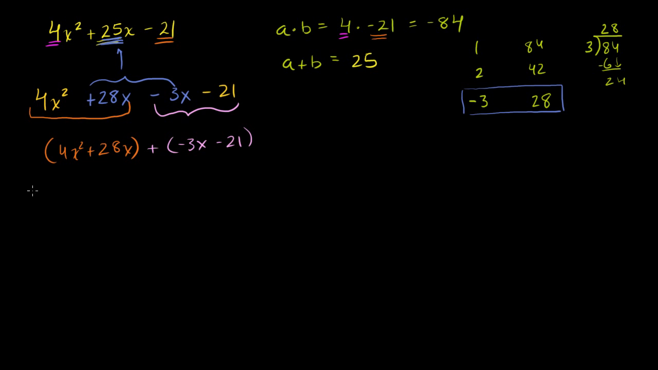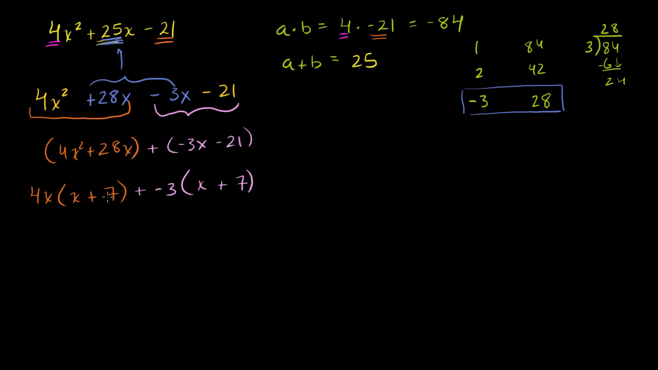So this orange term is equal to 4x times x, because 4x squared divided by 4x is just x, plus 28x divided by 4x is just 7. Now this second term, remember, you factor out everything that you can factor out. Both of these terms are divisible by 3, or negative 3, so let's factor out a negative 3. And this becomes x plus 7.